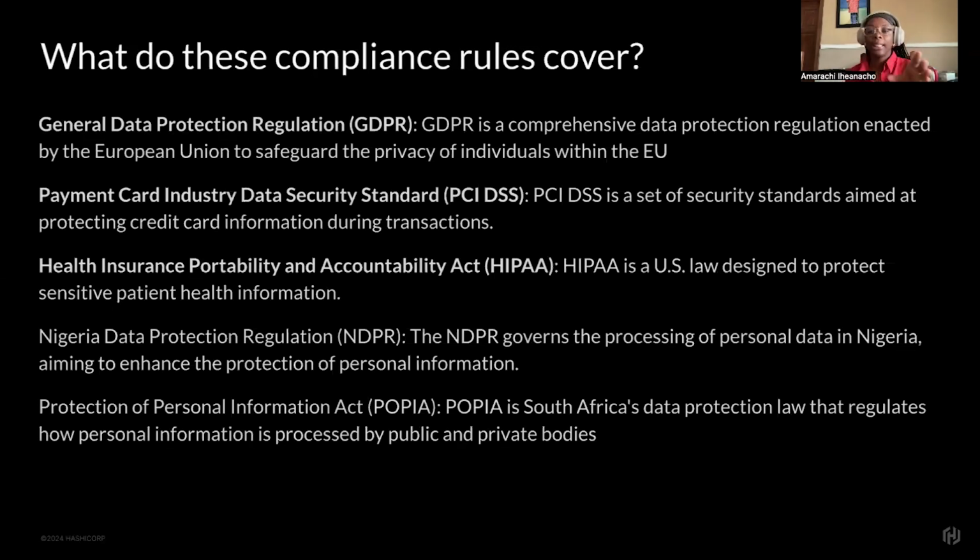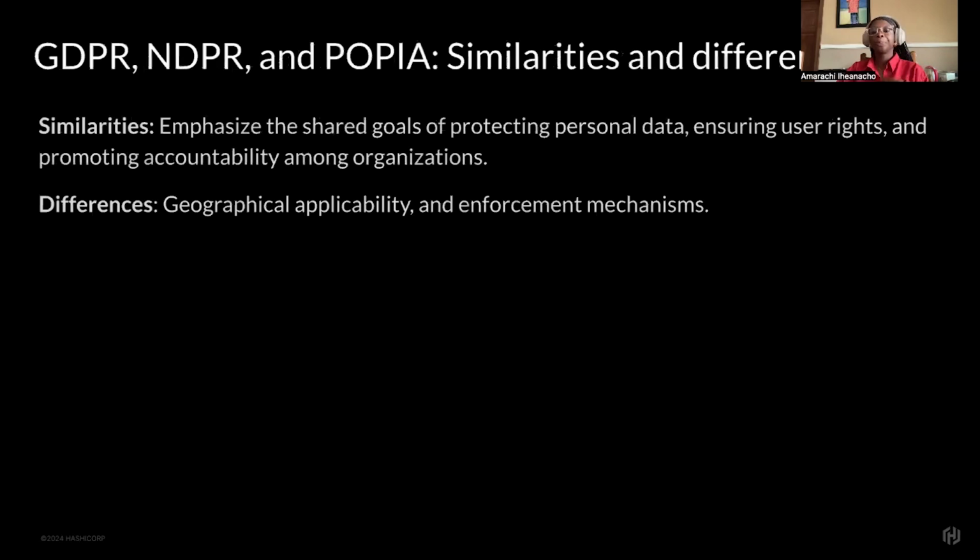You have the PCI DSS, which is a security standard aimed at protecting credit card information. Where you submit your credit card information, is it safe? You have HIPAA, which protects sensitive health information. You have the NDPR, which secures personal data for people living in Nigeria. So it's kind of like the GDPR, but for Nigerians. POPIA also secures sensitive data for people living in South Africa. So, like I said, the GDPR, but for South Africa. You might be thinking, why am I getting into this?